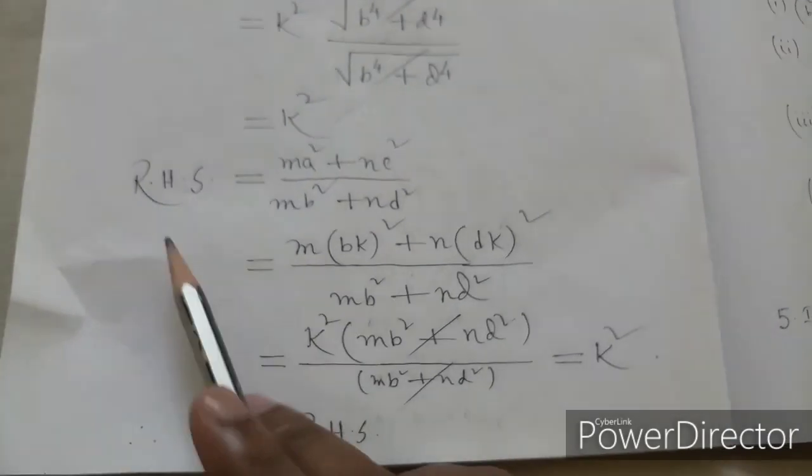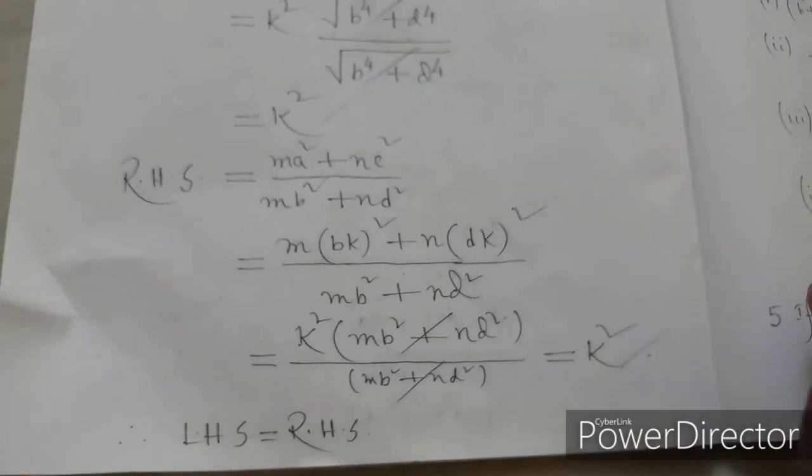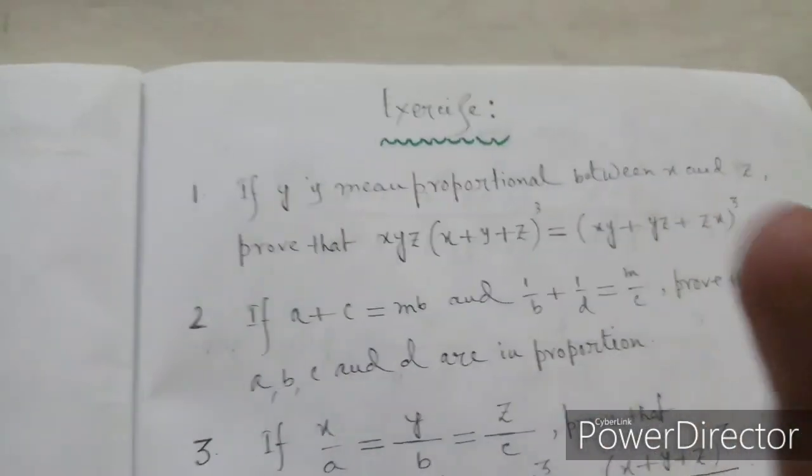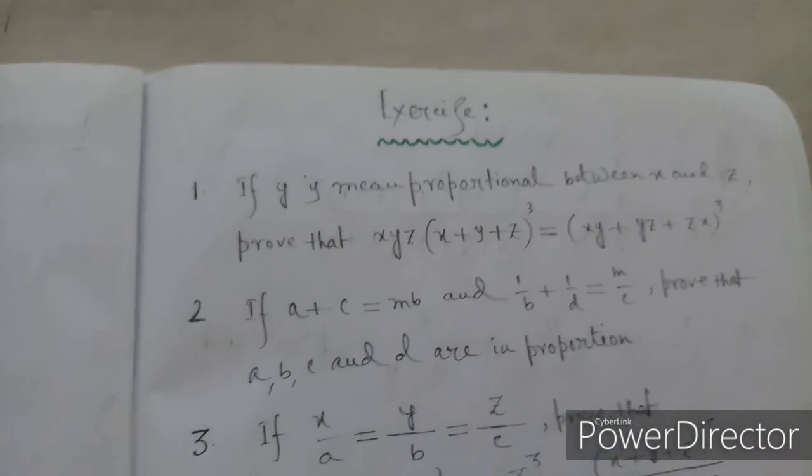So now the right-hand side, similarly, we can find the right-hand side equal to k square. Okay, and hence the proof is complete. Now the exercise. See, this exercise is a very important exercise which is related to ratio and proportion.